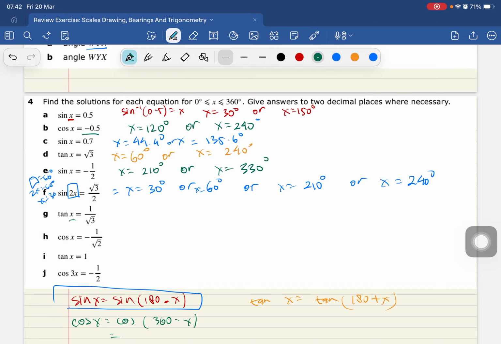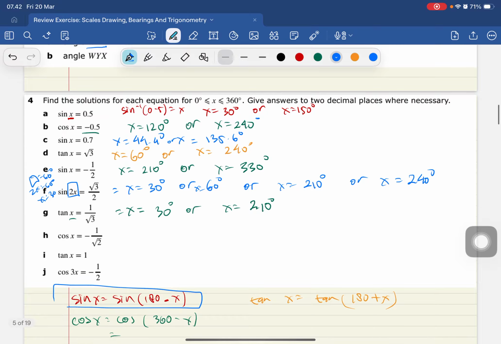Next we got tan x equals 1 over root 3. So the first x equals 30 degrees. Then we just plus by 180, so x is 210 degrees.